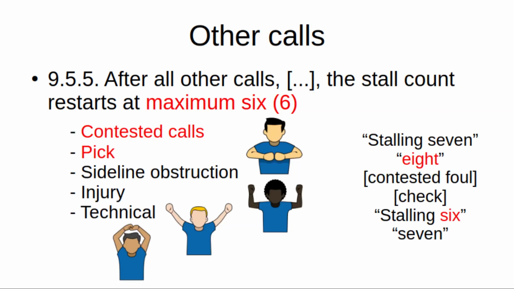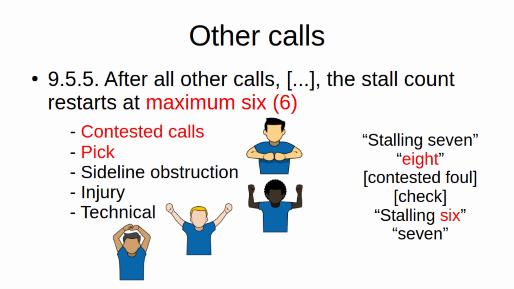In all other cases, when you restart, there is a maximum of 6. And this applies to many situations. Contested calls and picks, they happen very often. There's also injury, technical, sideline obstruction violation, and so on. And the logic behind this is that when you are making a contested call, sometimes it's because the situation isn't clear, and so you want to have an intermediate solution.